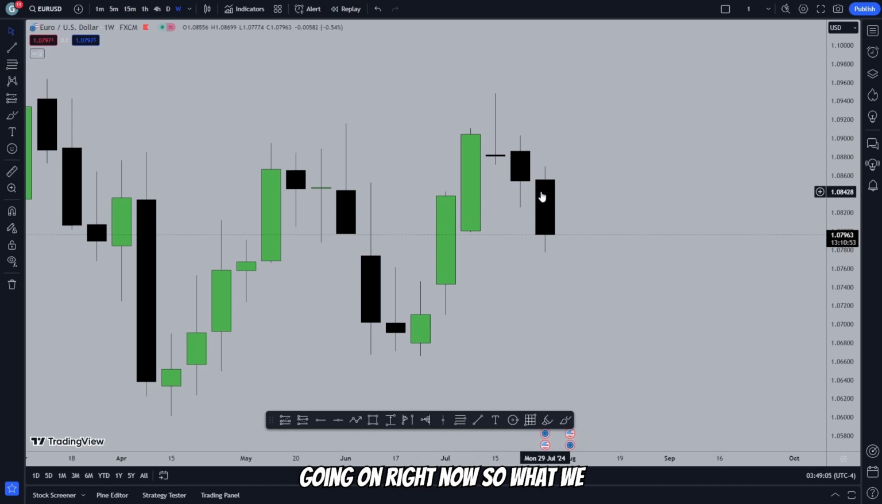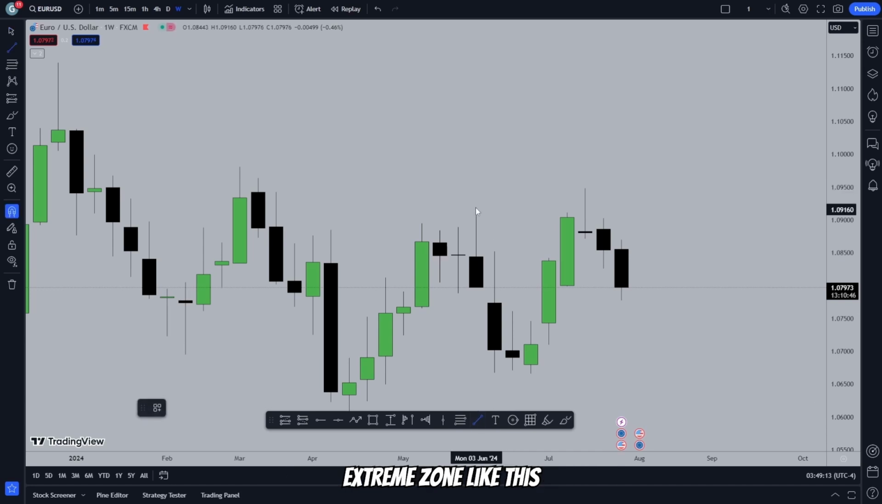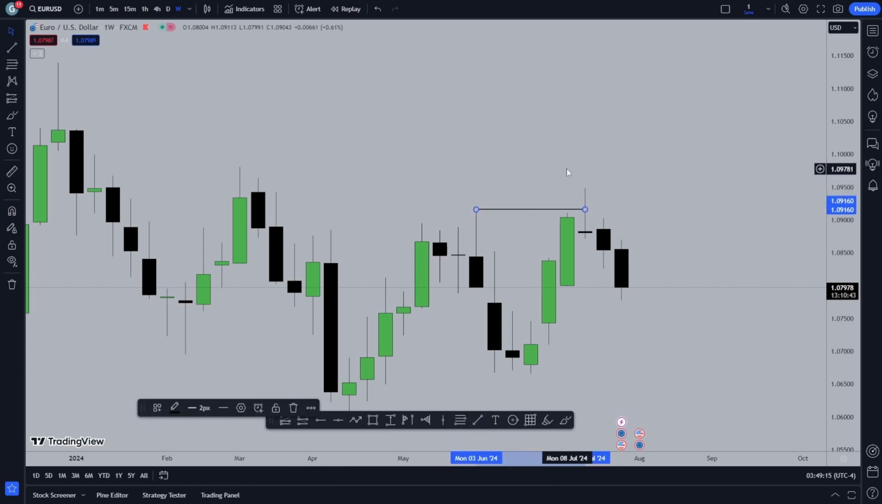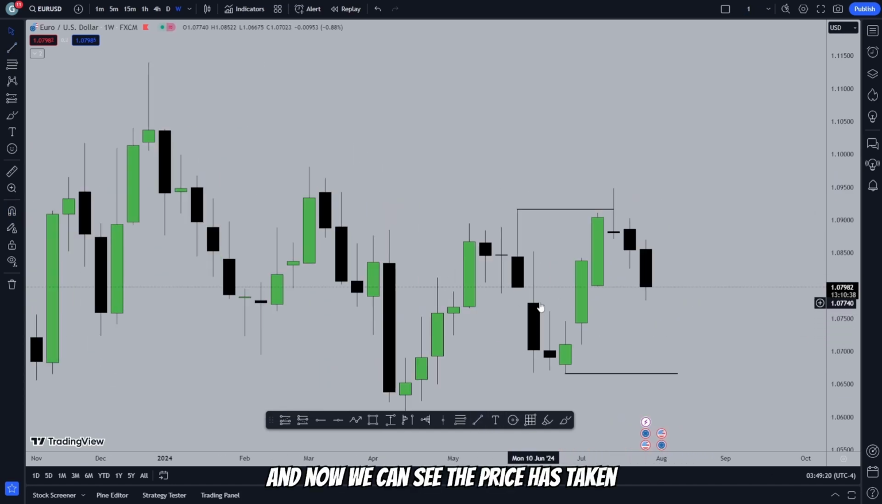What we have to do is see the liquidity pools. So where are the liquidity pools? Liquidity pools are the extreme zones like this and like this over here. Now we can see the price has taken this weekly high, and then we saw a rejection from here. Then we got a confirmation of this type of candle.